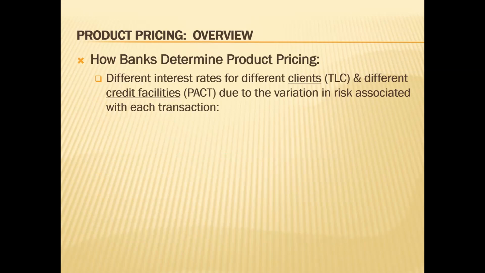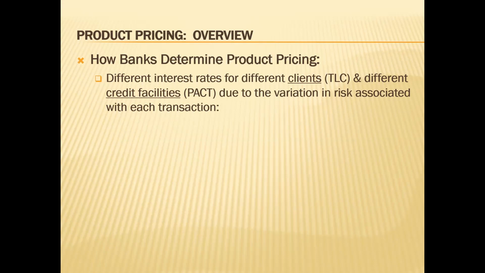So we go back to our page 40, back to our note on how banks determine product pricing. Again, interest rates for different clients, we just covered that, and different credit facilities or products is varied. And again, due to the variation and risk associated with each of the various transactions. Okay. So what are some of the considerations? Well, there are about 5 considerations.